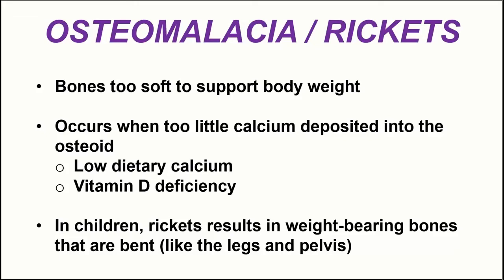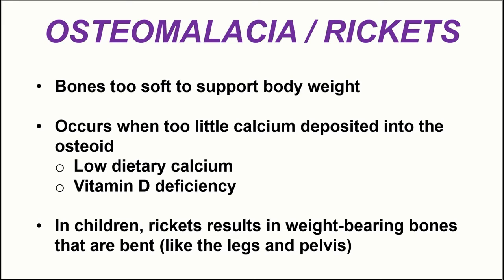The same disorder is called rickets in children. So these are two different names given to the exact same condition. And that condition is that bones are too soft to support body weight. And this occurs when there is too little calcium deposited into the osteoid of the bone extracellular matrix. And this usually results from a diet that is low in calcium, or if the person has a vitamin D deficiency. Now, vitamin D is important in helping the intestines absorb calcium from the food that we eat.